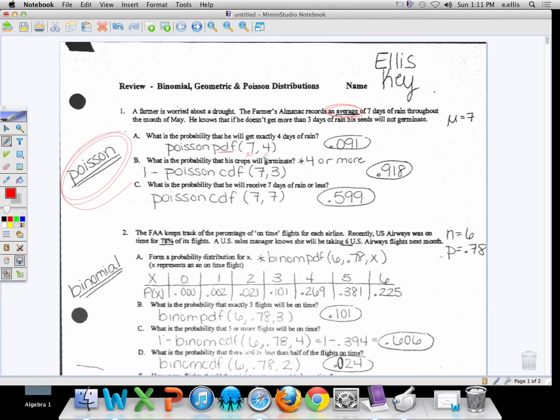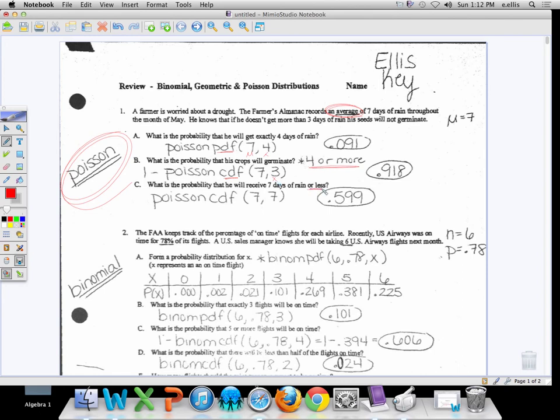Part B, what is the probability that his crops will germinate? Well, that comes from the story problem. They will germinate if you get 4 or more. Or more is a tricky one. You have to do 1 minus the CDF version. If it's 4 or more, you're going to go 3 or less. That gives you 0.918.